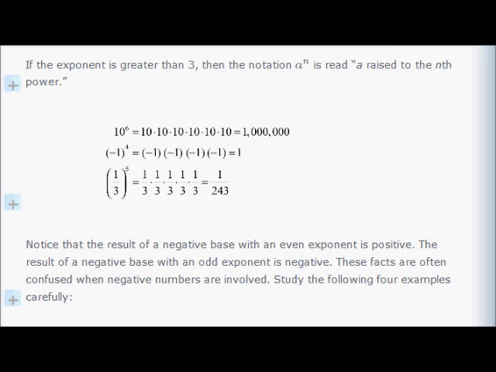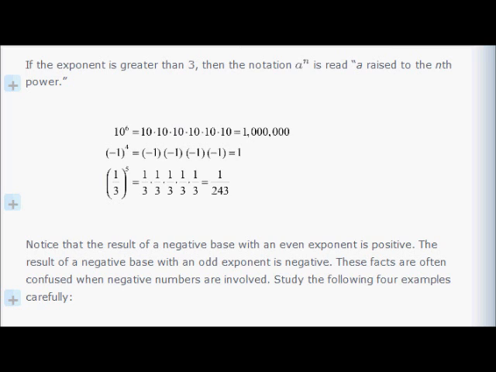Okay, so like I was saying, if the exponent is an even number, you have an even number of those negative signs, and so you'll end up with a bunch of pairs of negative signs, all of which will cancel out and you'll end up with a positive result.